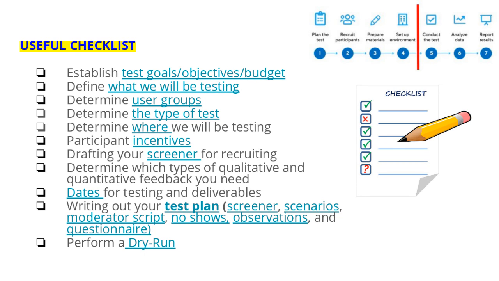We are going to do remote, either on Zoom or Teams. And let's pretend for participant incentive, we are going to do this assignment all within this team. So there's no incentive. It's all free. Start thinking about what a screener would be. What would be your screener for your test?